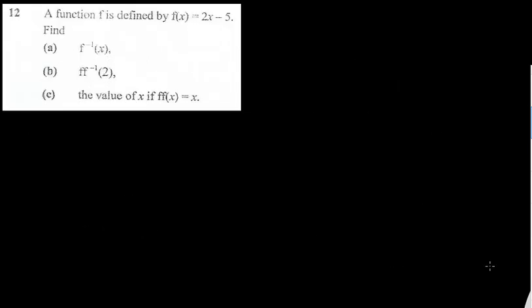So here's our question 12. Question 12 is saying a function f is defined by f of x equals 2x minus 5. So this question is a 3-part question. It's got A, B, and C. So let us start with part A.